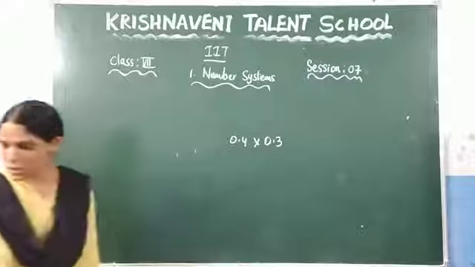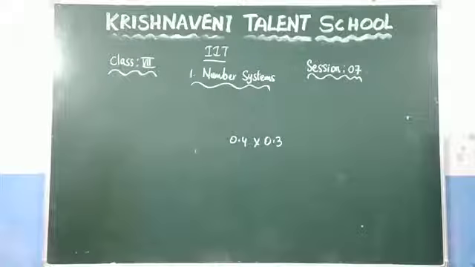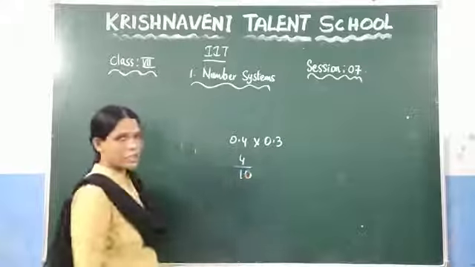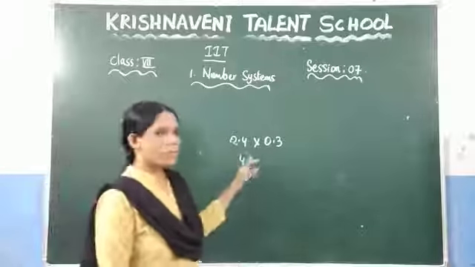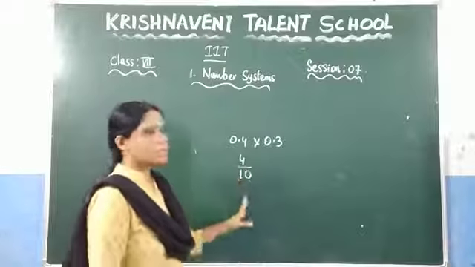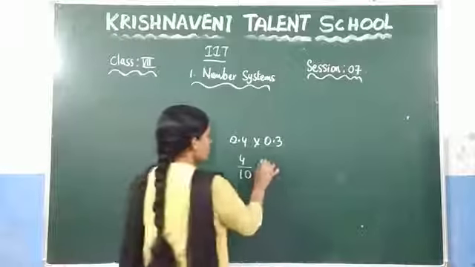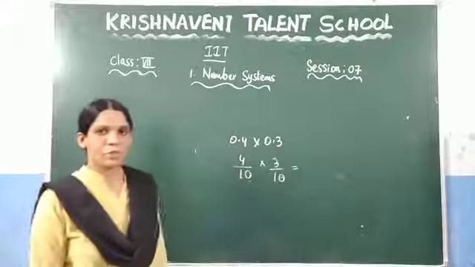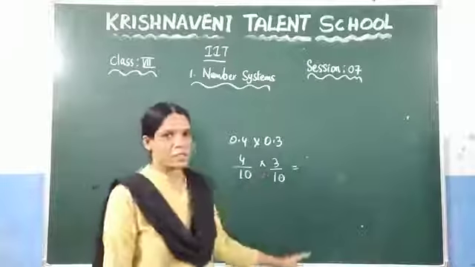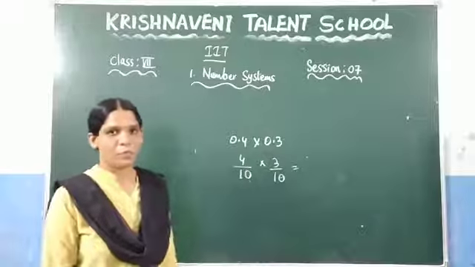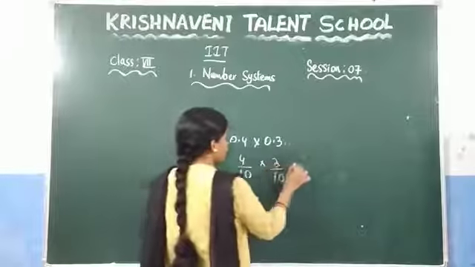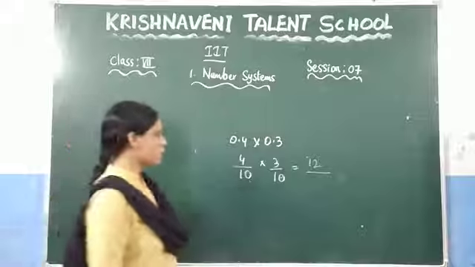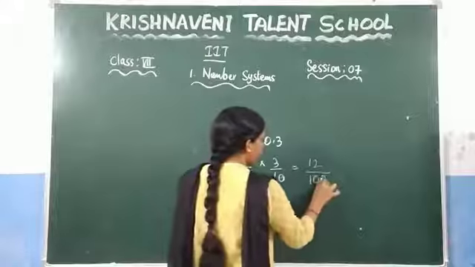If you want to find this number, here this one, you know that you can write this one as 4 by 10, right? Here because after the decimal point one number is there, so you can write this one as 4 by 10. Similarly this one you can write it as 3 by 10. Now you know how to multiply two fractions. You need to multiply the numerators and you have to multiply the denominators. So what is the value of 4 into 3 which is 12, and what is the value of 10 into 10 which is 100. So you will get here 12 by 100.